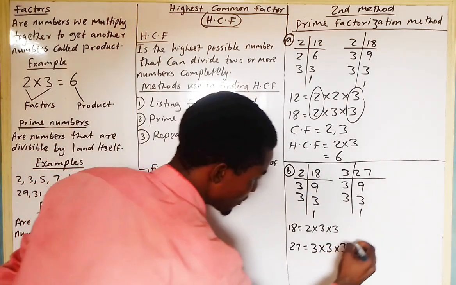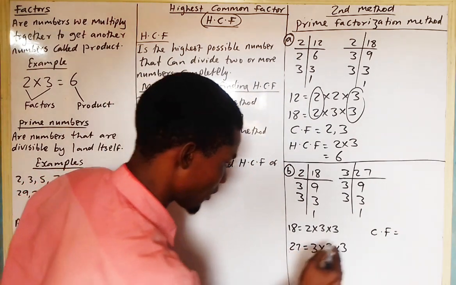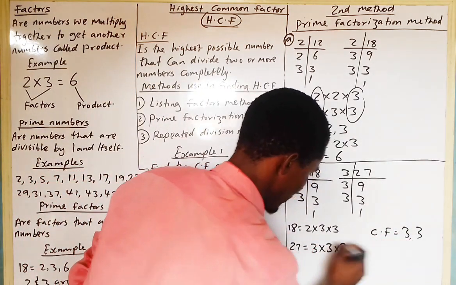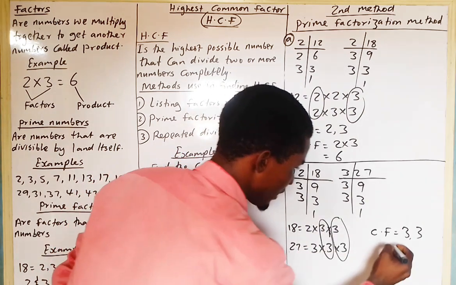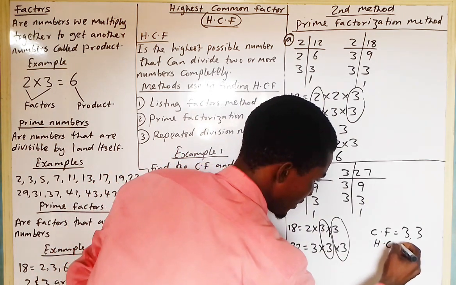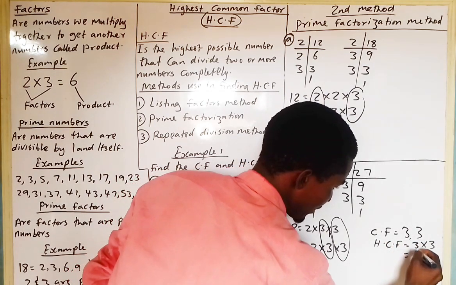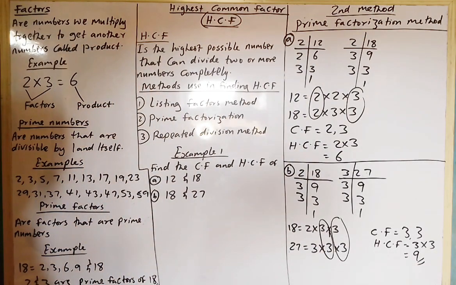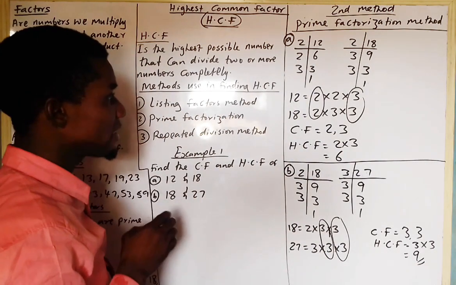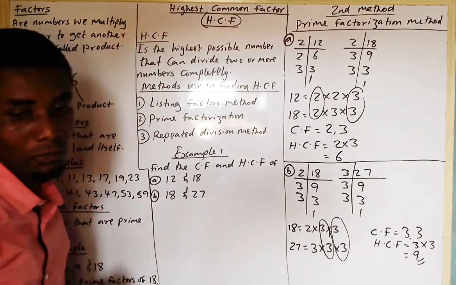Now what are the common factors here? My common factors are 3 and 3. That is, my highest common factor now will be 3 times 3, and that will give me 9. So my highest common factor here is 9. So this is how to find the HCF of a number using prime factorization method.